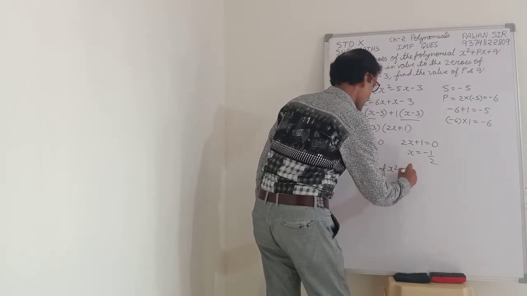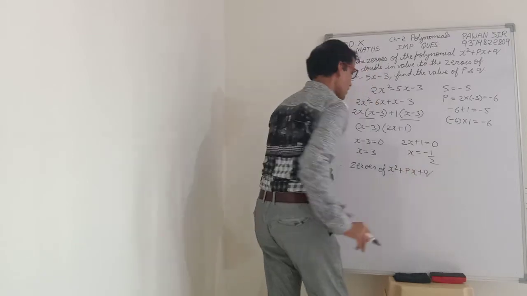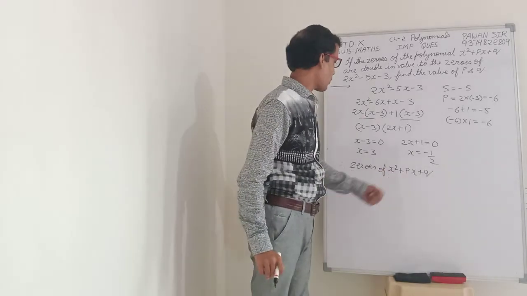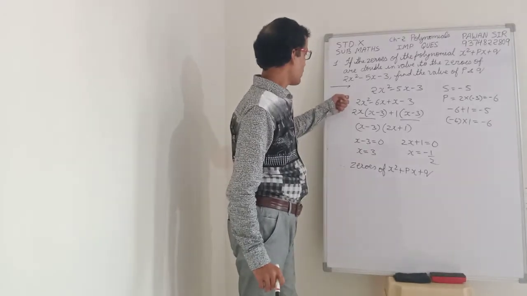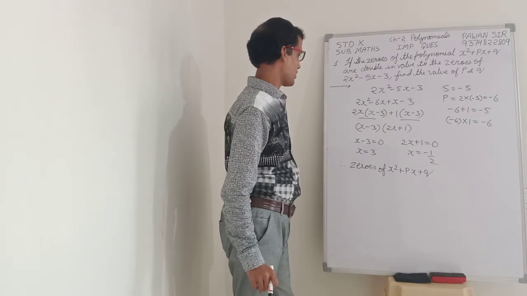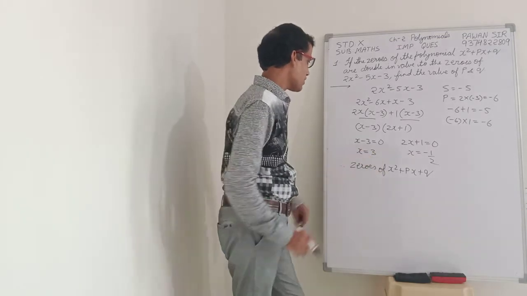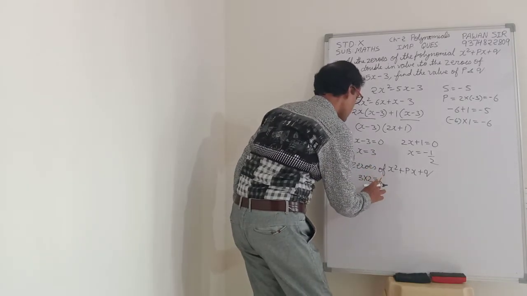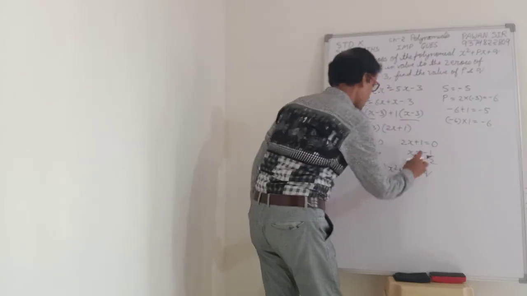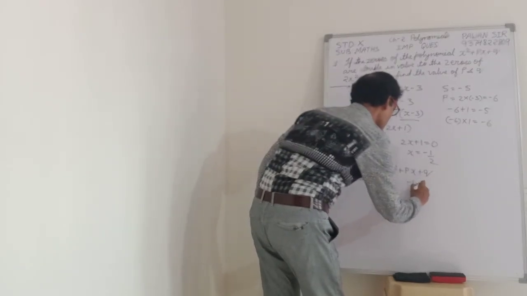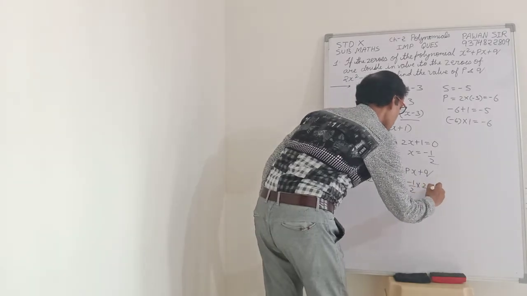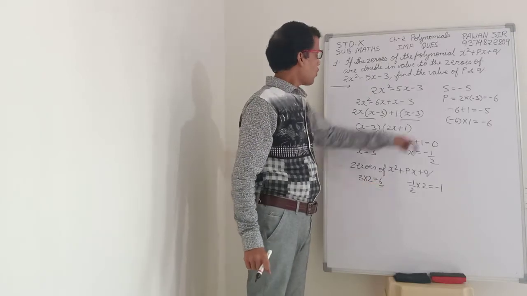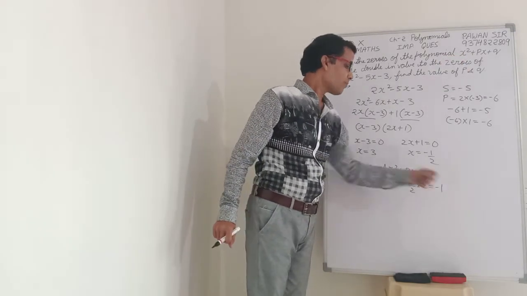x square plus px plus q. So what are the zeros of this polynomial? According to the question, the zeros of this polynomial are double the zeros of 2x square minus 5x minus 3. It means the first zero of this polynomial is 3 twos are 6. The second one is again twice, so the second zero is minus 1. So the required zeros of this polynomial are 6 and minus 1.